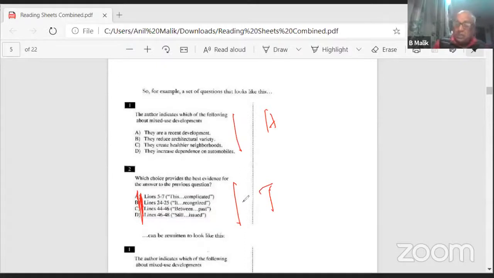You have to remember that the answer to this question has to come from here. You can find them in any other line, I'm not interested. The answer must come from lines 5 to 7 or 24 to 25 or 44 to 46 or 46 to 48. Right. If that's clear, I'll move one step further.